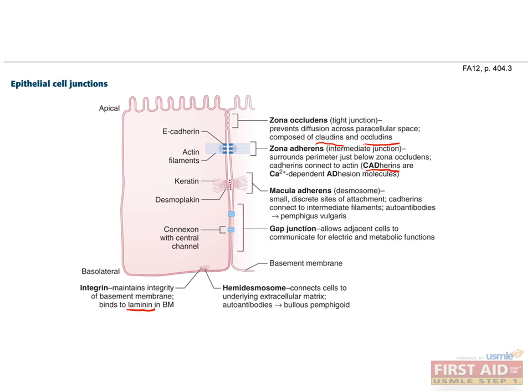A final structure found on epithelial cells is the gap junction. These junctions allow adjacent cells to communicate for electric and metabolic functions. This provides an efficient and effective way for one cell to communicate to another. For example, some muscle cells, specifically cardiac muscle cells, will spread electrical signals using gap junctions, so neurons can synapse at a single site, the neuromuscular junction, and still have that message passed down to many cells beyond it. It saves the neuron from having to pass the message individually to every cell itself.